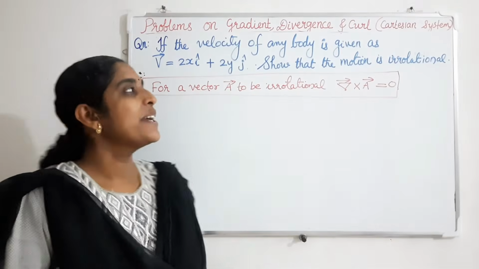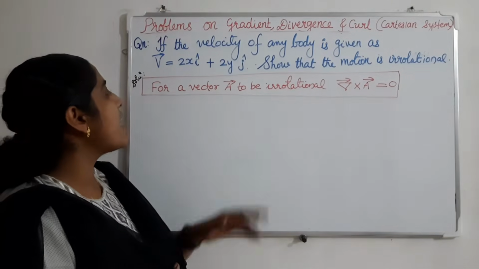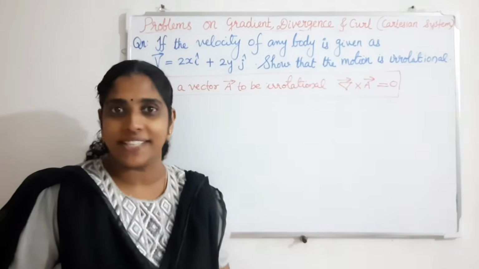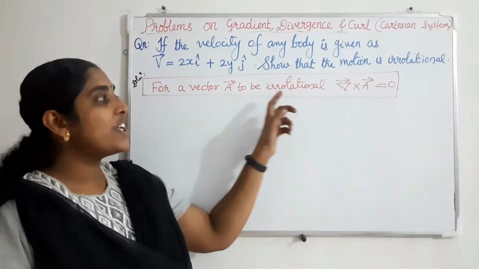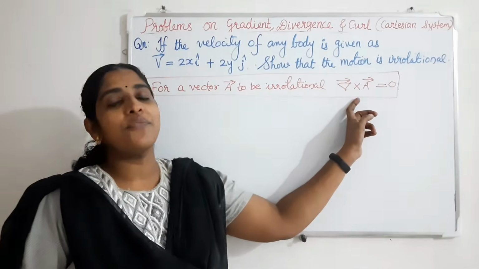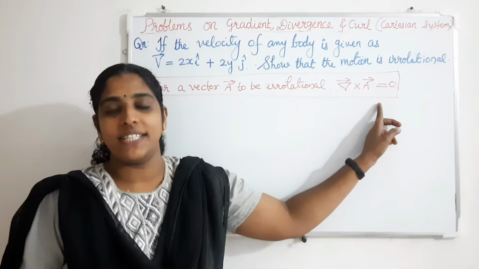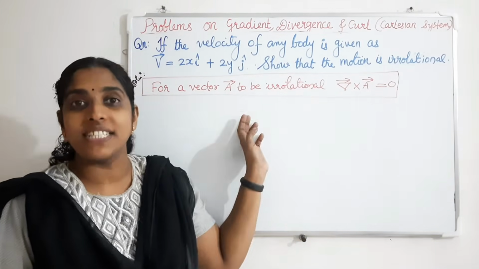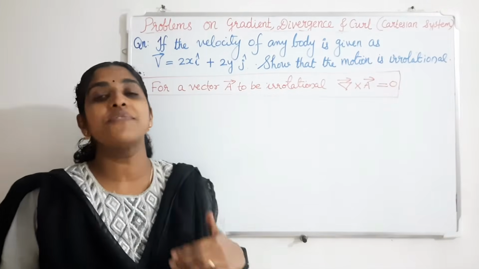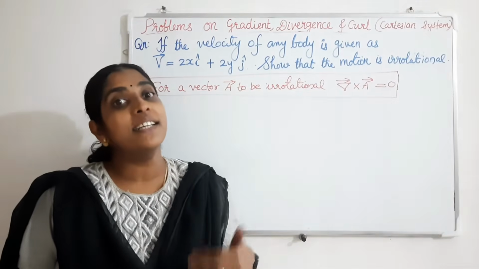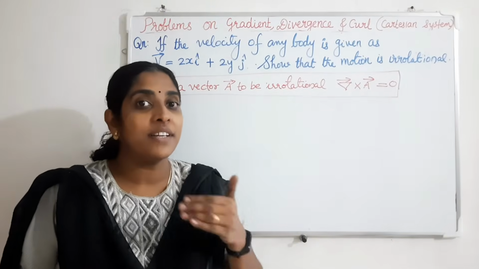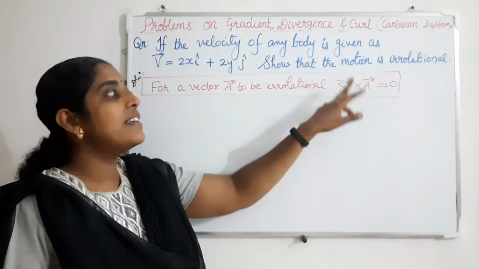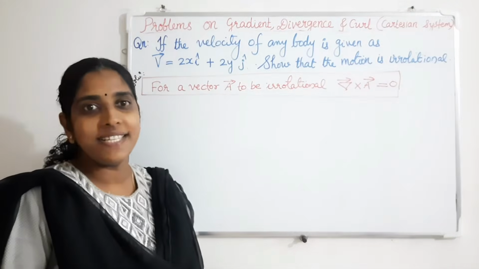See the next question. If the velocity of any body is given as v vector equal to 2xi plus 2yj, show that the motion is irrotational. For a vector to be irrotational, the curl of that vector must be 0. That is, del cross A is equal to 0. Then we can say that A vector is irrotational. What is the physical significance of curl? Curl gives how much the given vector is rotating around the given point. So if the curl is 0, that means that vector is irrotational.